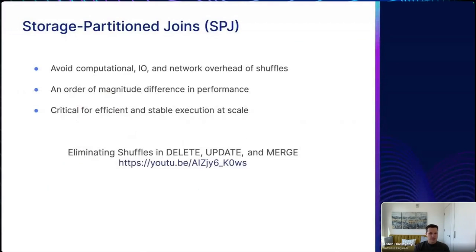Therefore, you should try to avoid this and have shuffleless operations. You can do this with storage partition joins, and it basically would avoid all the computational IO and network overhead that is associated with the shuffle. It gives you an order of magnitude difference when it comes to performance, and it requires fewer resources, so it's a win-win situation. This is the key to having an efficient and stable merge and read pipeline.